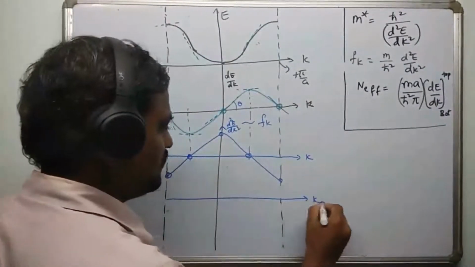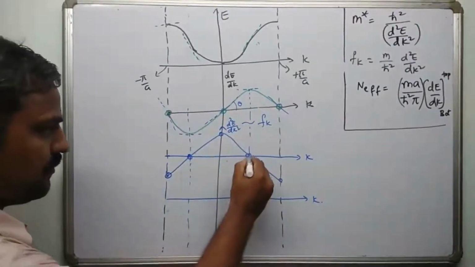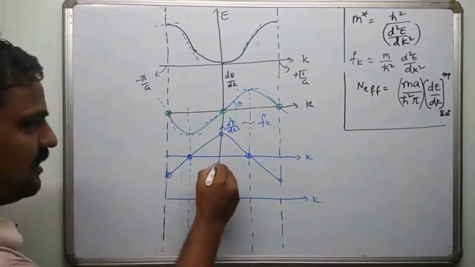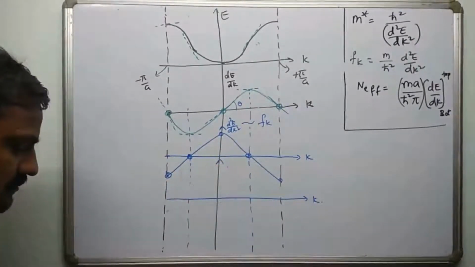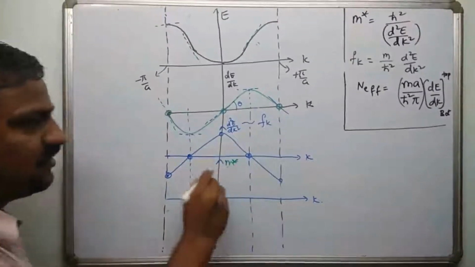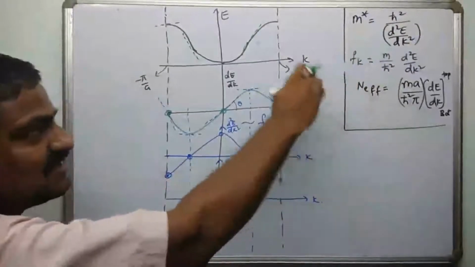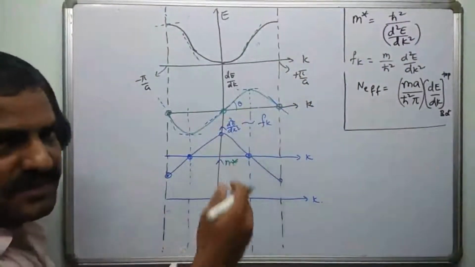This is the required one. So here I am going to plot m star, effective mass. Actually, not plotting m star because m star has h cross square also. You can imagine that it is proportional. So our multiplicative constants are missing.